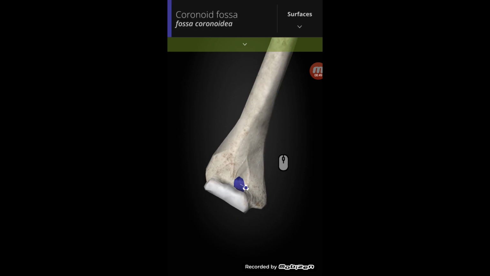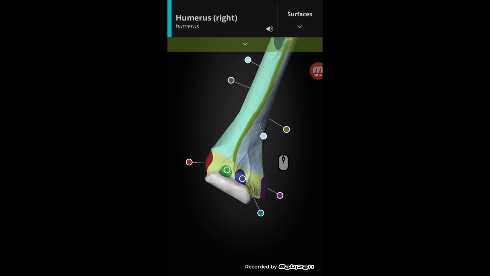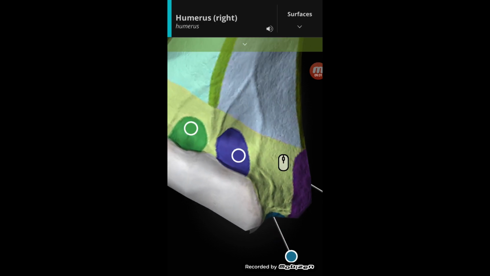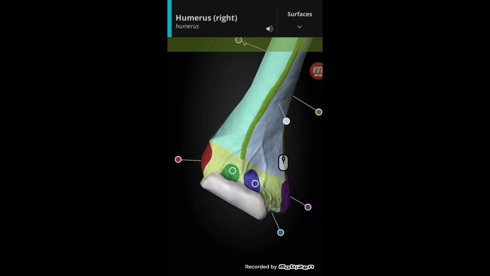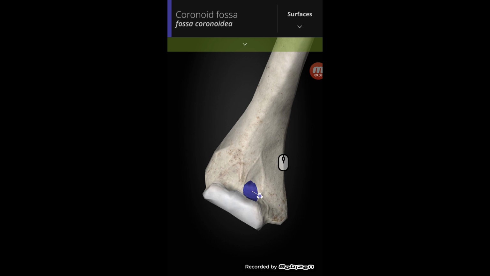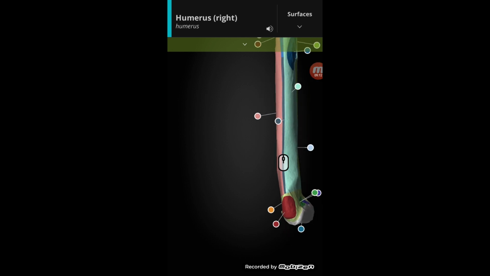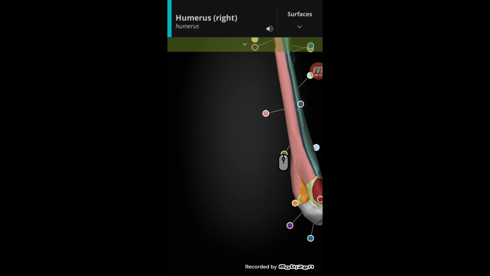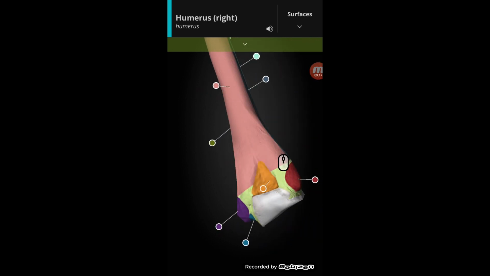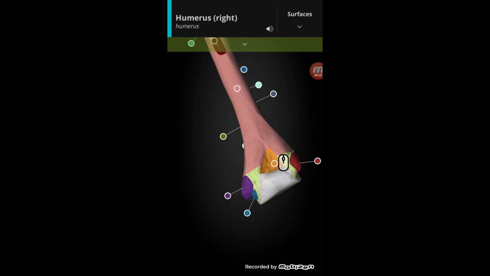So here we have the lower part. This is called the coronoid fossa. Why it is called coronoid fossa, I will discuss later. And the other one is called the radial fossa. This is a depression, so we call it fossa. A fossa is a deep depression. The third fossa on the humerus bone is on the posterior side, just here below, and this is called the olecranon fossa.